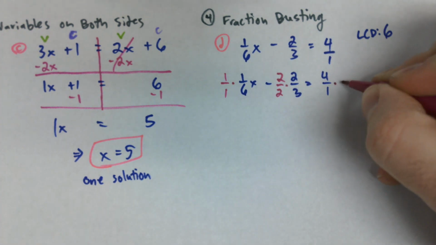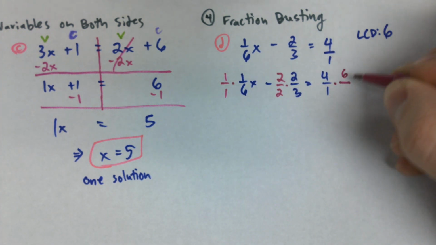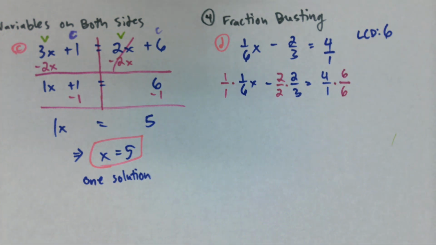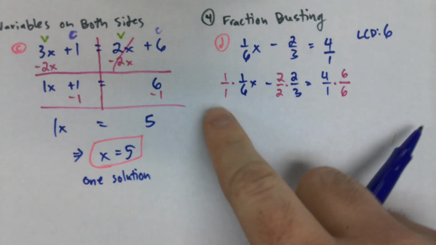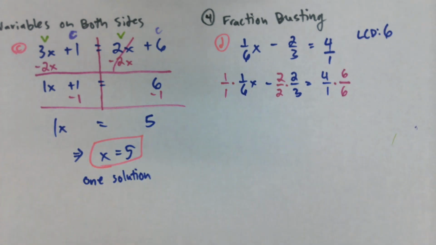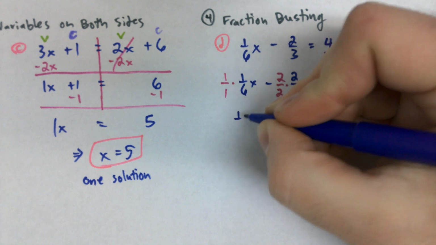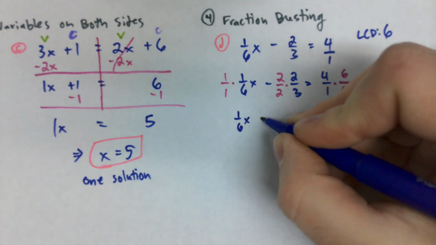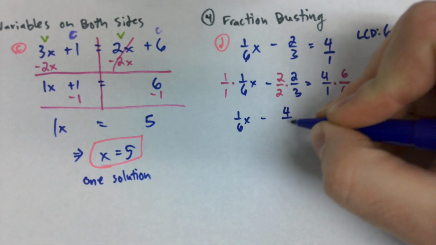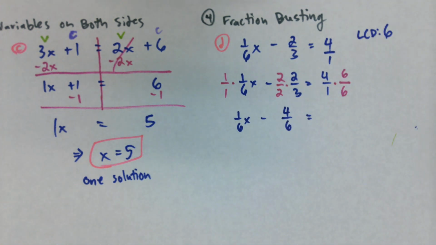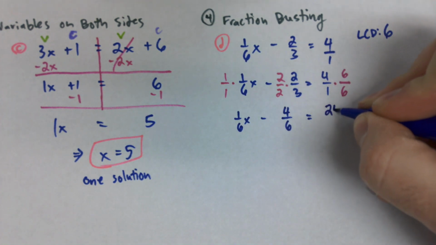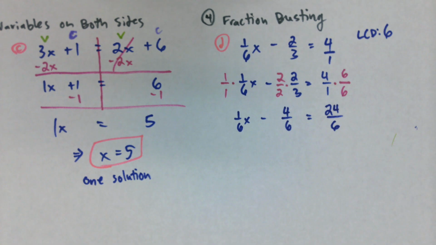And then what about 4 over 1? 6 over 6, right? Because our denominator is 1. The only number we can multiply that by to get 6 is, of course, going to be 6. Now we just multiply each of these fractions out. The first term does not change. Our second term, though, becomes 4 over 6. And our term on the right becomes 24 over 6.